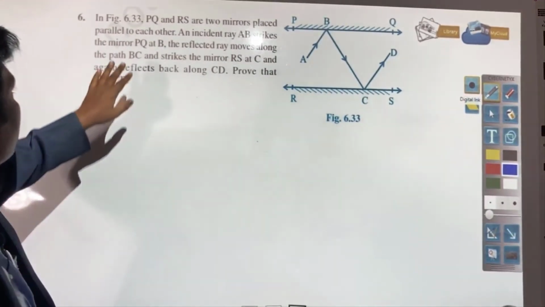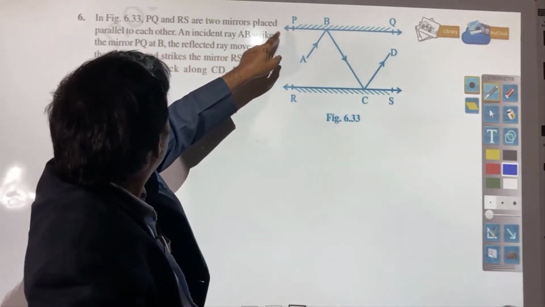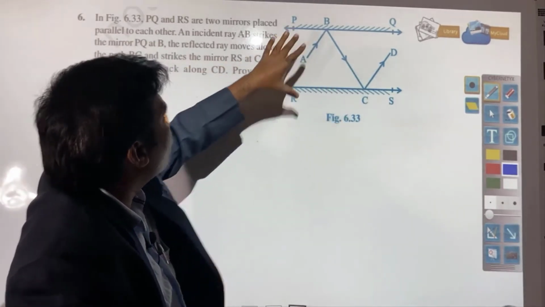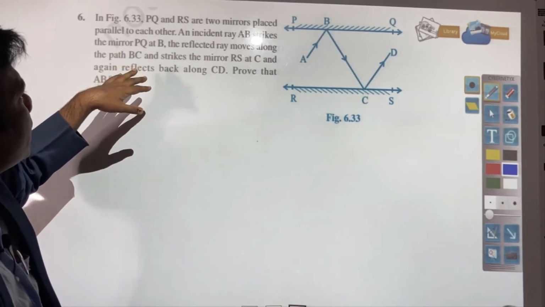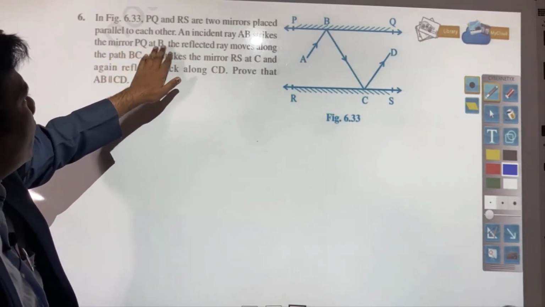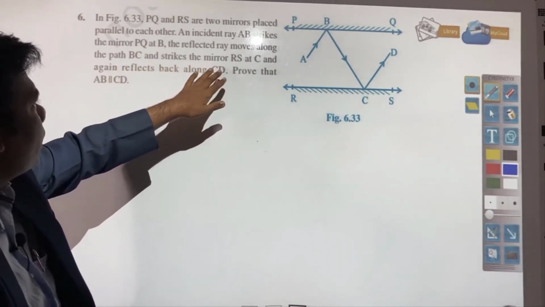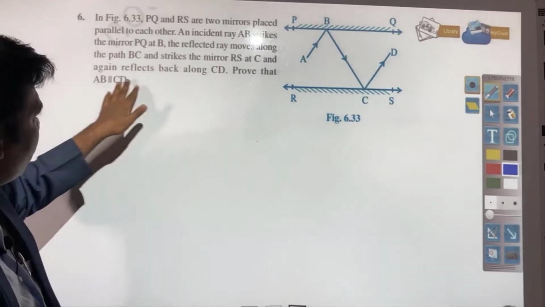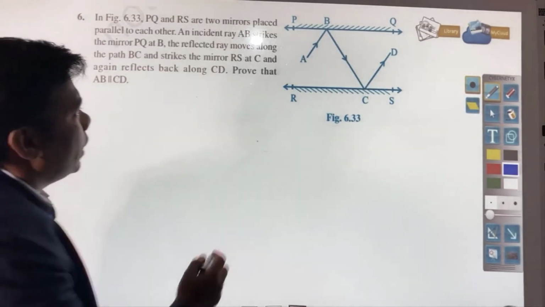In the given figure you see PQ and RS are two mirrors placed parallel to each other. An incident ray AB strikes the mirror PQ at B. The reflected ray moves along the path BC and strikes the mirror RS at C and again reflects back along CD. Prove that AB is parallel to CD.